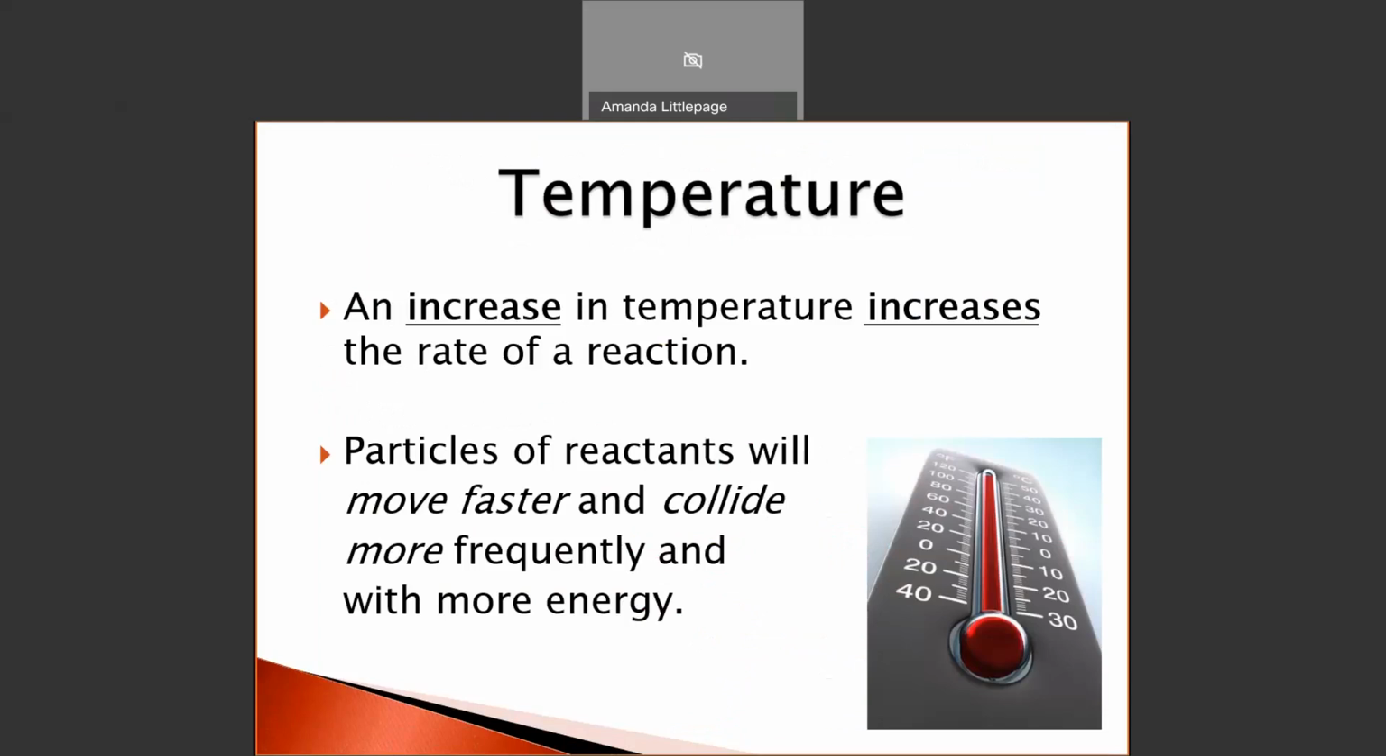If you increase the temperature, you see an increase in the rate of a reaction. The warmer something is, the faster it's going to happen. This is because particles actually move faster and bump into each other more. The more the reactants or particles bump into each other, the more likely they are to form products.